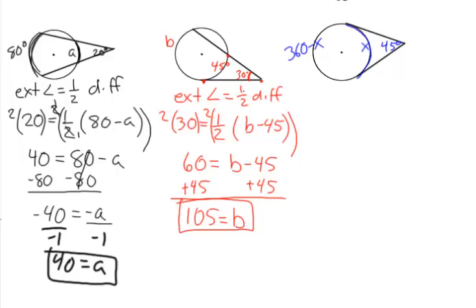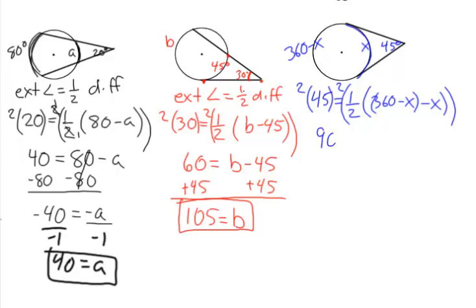So here we go. Our exterior angle equals half the difference. Now, what are we going to be subtracting? 360 minus x, that arc, minus x, the smaller arc. So do you see that? 360 minus x minus x. Your first step is going to be the same. 2 times 45 is going to be 90, and the 2's cancel each other out, leaving 360 minus x minus x.